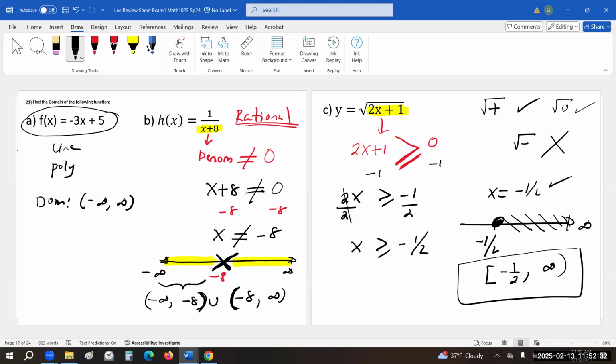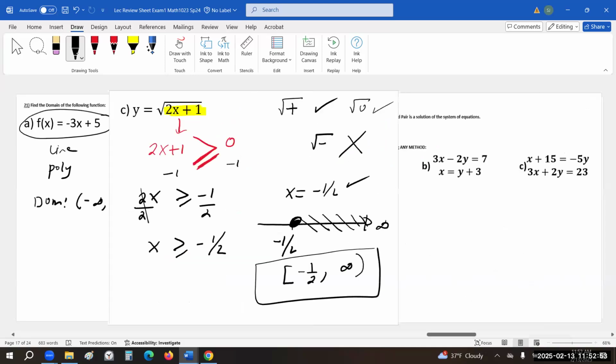So 3 questions. First, the domain is everything, we have no problem. Second, our problem is the denominator cannot be 0. Third, the problem is the function inside the root. It can be positive or can be 0. And then we find the domain. Any questions?